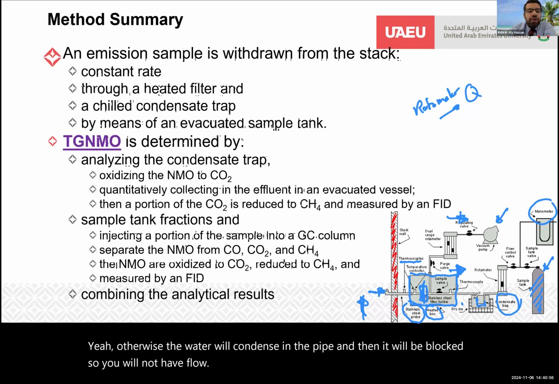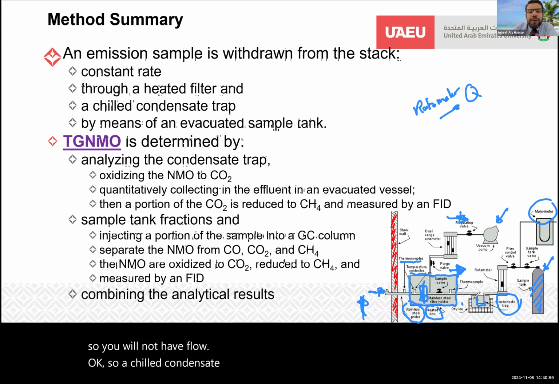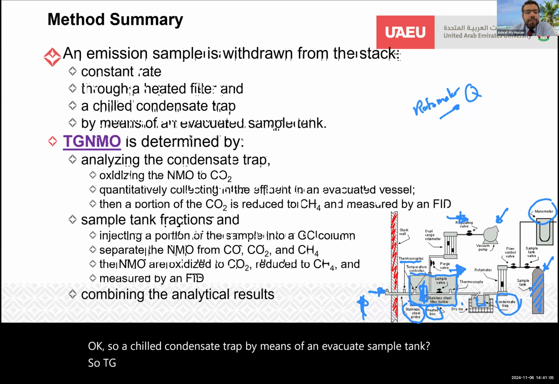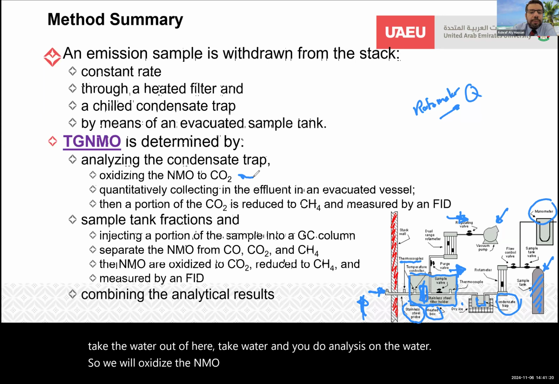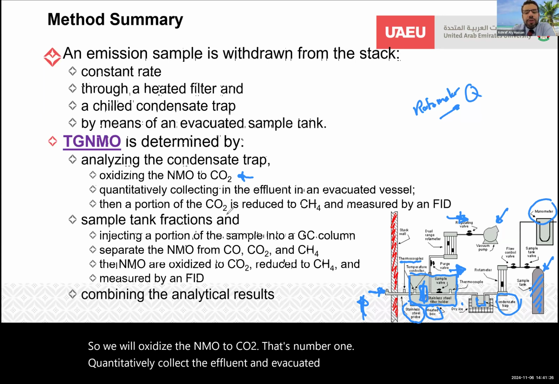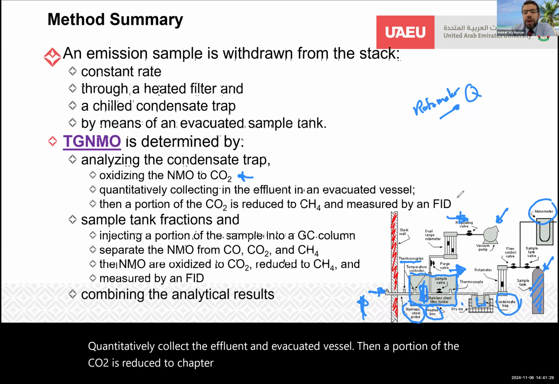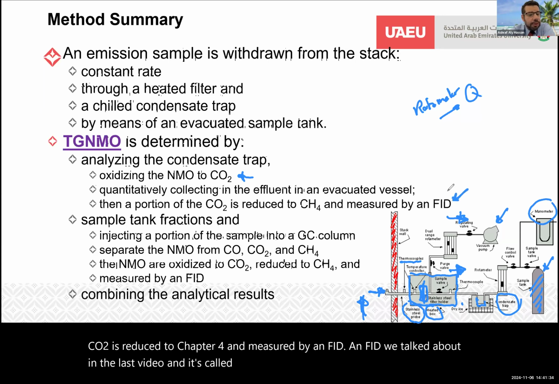Okay. So a chilled condensate trap by means of an evacuated sample tank. So TGNMO is determined by analyzing the condensate trap. So you will take the water out of here and do analysis on the water. We will oxidize the NMO to CO2, that's number one, quantitatively collect the effluent in an evacuated vessel. Then a portion of the CO2 is reduced to CH4 and measured by an FID. An FID we talked about in the last video, and it's called flame ionization detector. Now this is for the liquid.